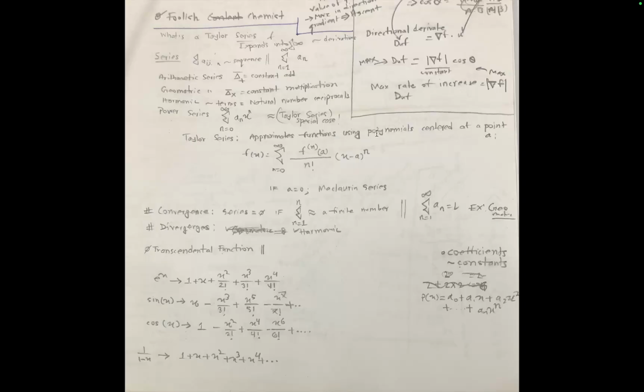The Taylor series approximates functions using polynomials centered at a point. This is probably the most crisp of the definitions. It approximates the function using polynomials centered at a point a. The formal mathematical equation is a sum from n equals 0 to infinity, and this is basically a derivative at point a. n is the number that tells us which term we're calculating the derivative for. And if a is equal to 0, it's a Maclaurin series.